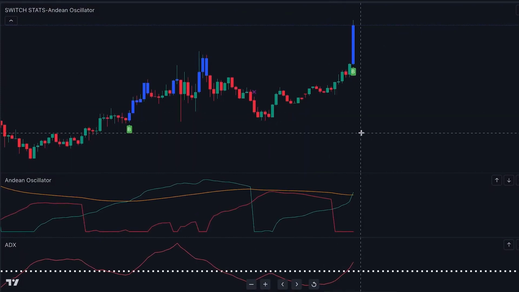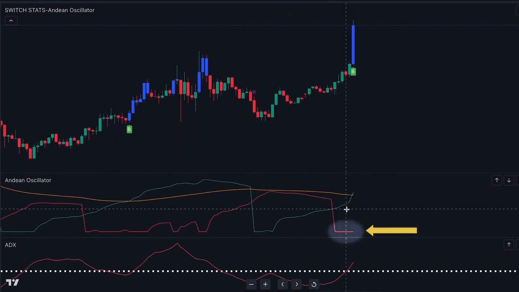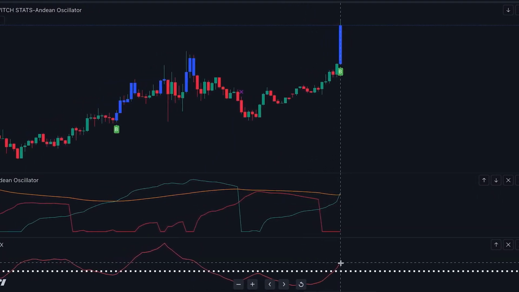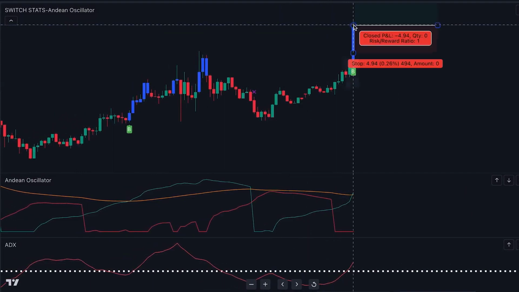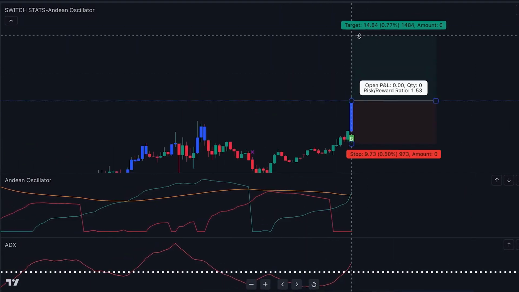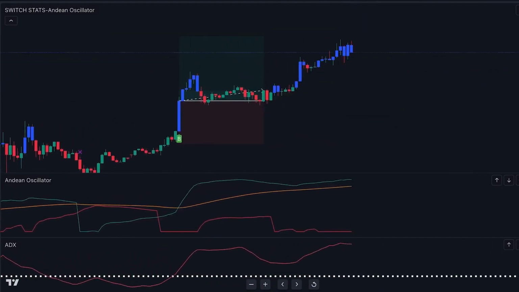For buy trades, we want to ensure we are only taking trades when there is 0 bearish variations in the market and there is bullish momentum. Next, we want to ensure that the ADX line is above the 20 level and its slope is also pointing upwards. Once these conditions are met, we can execute with stops below the previous 2 candles and target a 1 to 1.5 risk to reward trade.